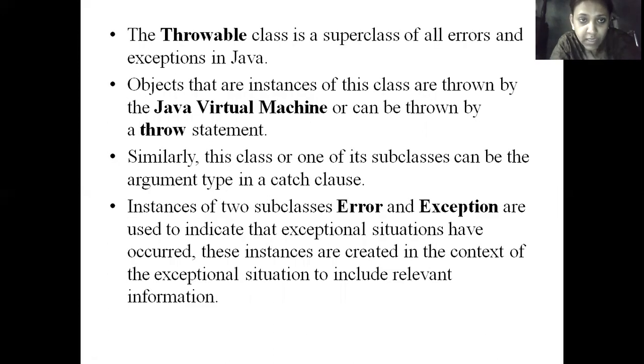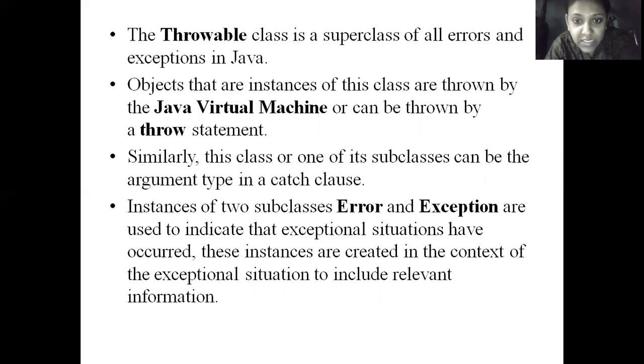So there is a Throwable class. The Throwable class is the superclass of all errors and exceptions in Java, and there are two subclasses, Error and Exception, that are used to indicate that exceptional situations have occurred. As you have just learned, when an exception occurs, one object of that exception will be created, and it will be thrown to the method where the exception arises. Then it will be handled properly.